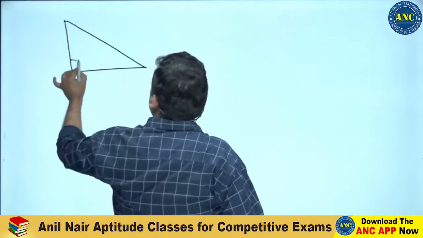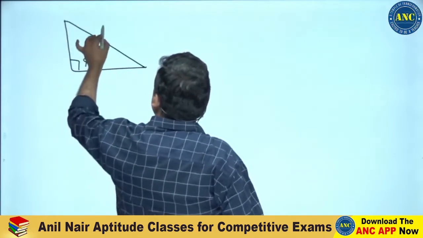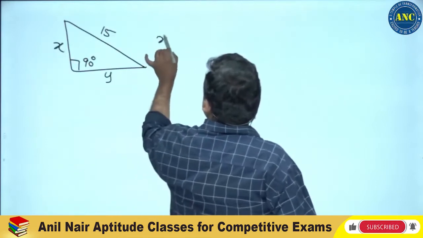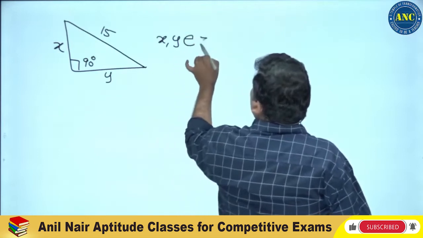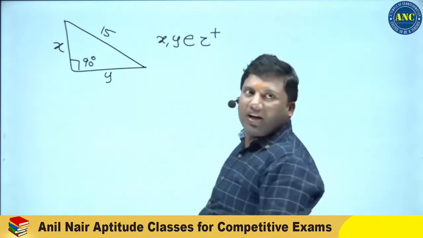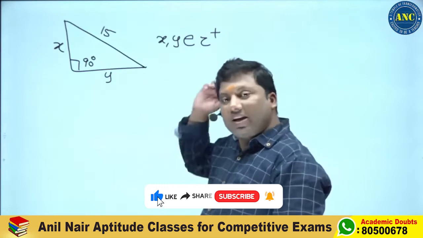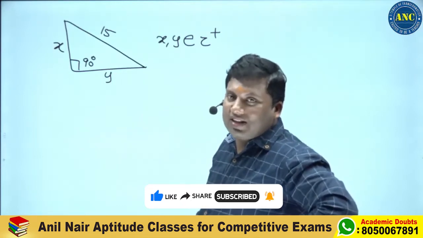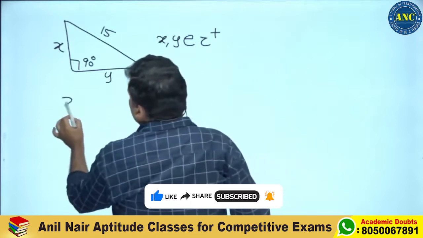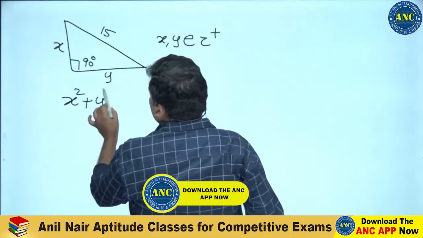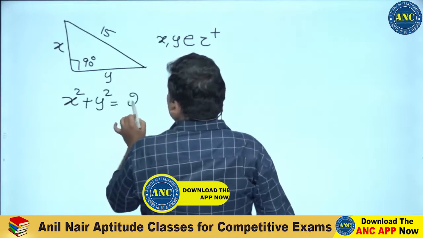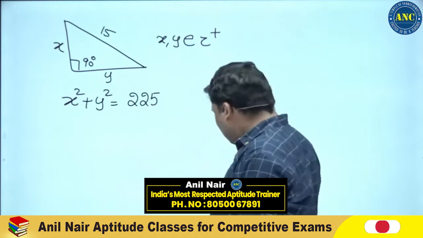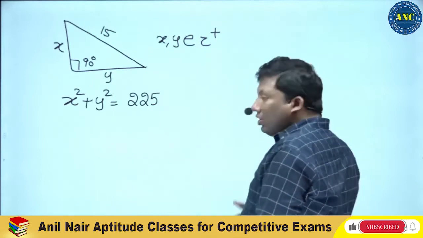Suppose another example. This is 90 degrees. The hypotenuse is given as 15. X and Y are positive integers. How many right-angled triangles with integral sides are there when the hypotenuse is given as 15? So this will become x square plus y square is equivalent to 15 square, which is 225.